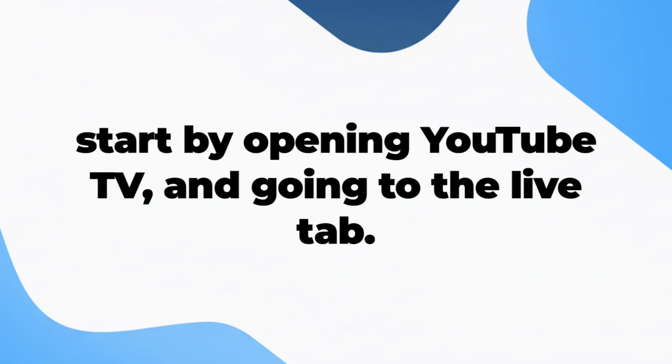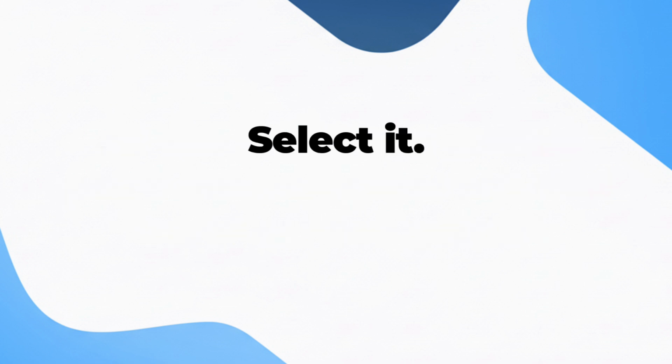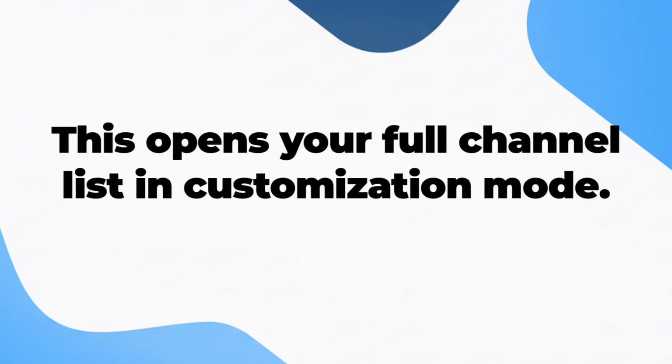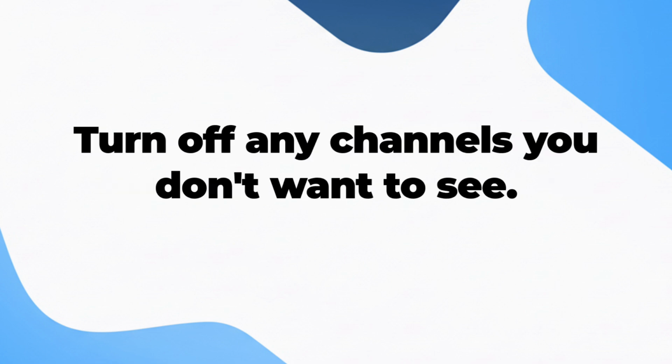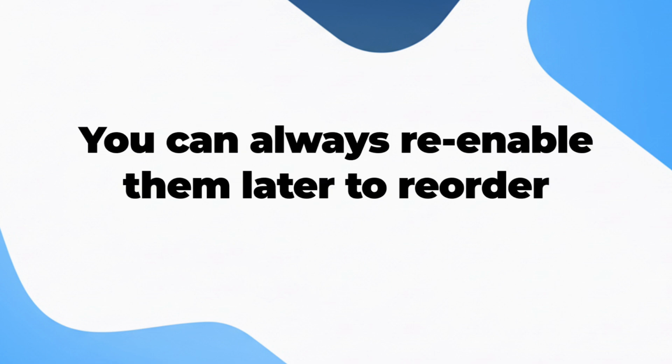Start by opening YouTube TV and going to the Live tab. At the top of the guide, you'll see an option labeled Sort or Live Guide. Select it, then choose Edit. This opens your full channel list in customization mode. Every channel will have a toggle switch next to it. Turn off any channels you don't want to see. This hides them from your live guide entirely. You can always re-enable them later.